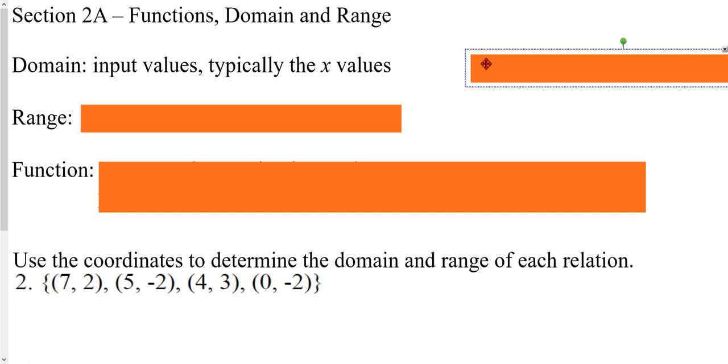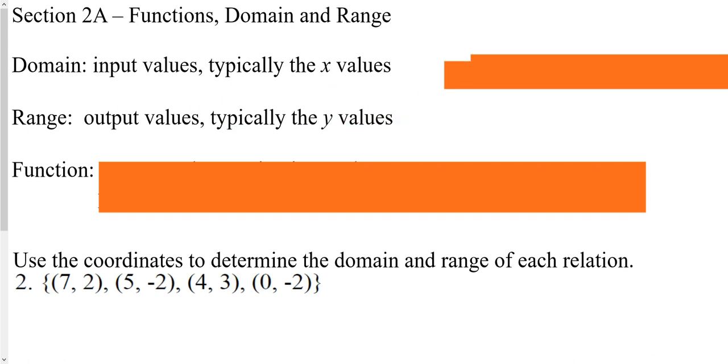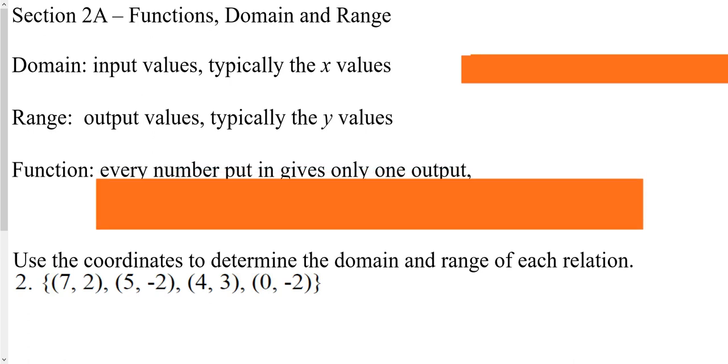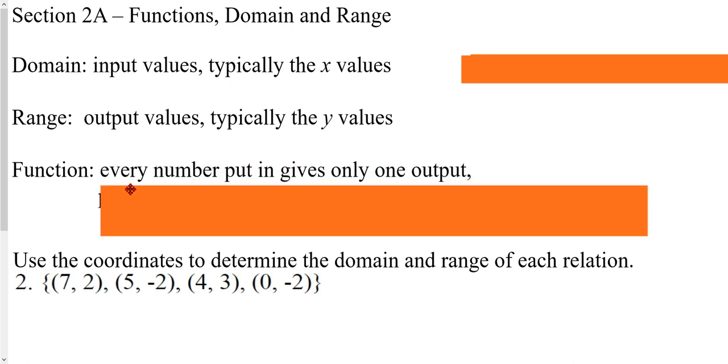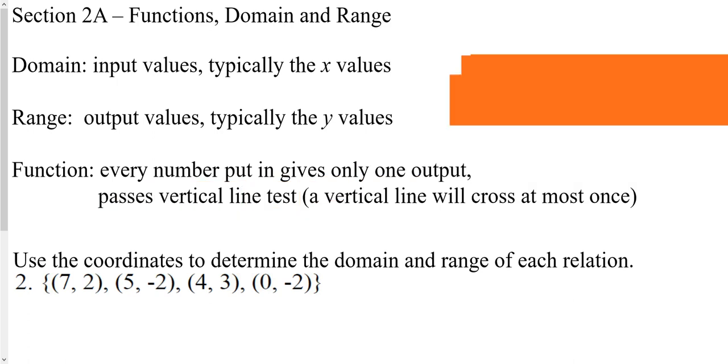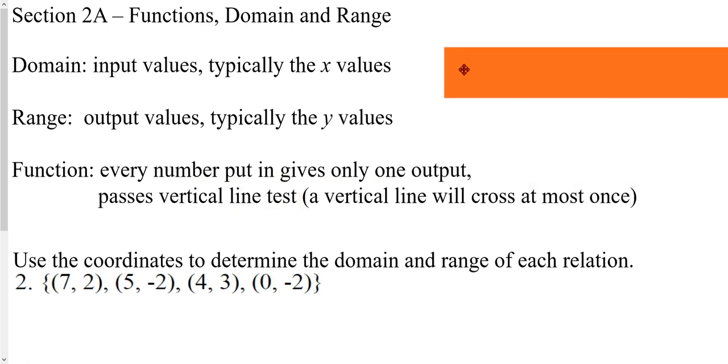If you're dealing with an x and a y, it's typically your x values. Range is your output values, which you get out of a function, typically your y values. And then we also have a function. Something is a function if every number you put in gives you only one number out. Also, it needs to pass the vertical line test if you're looking at a graph. So that means a vertical line would cross it at most once.